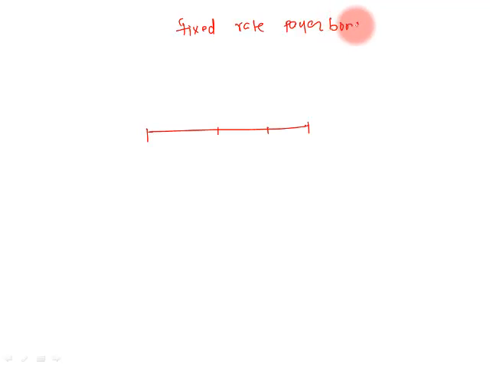Let's say, what is the fixed rate payer swap? What is the notional value? Let us say notional value is $1,000. What is the fixed rate? Let us say 10%. What is the floating rate? LIBOR. The life of the bond, let's say 3 years.